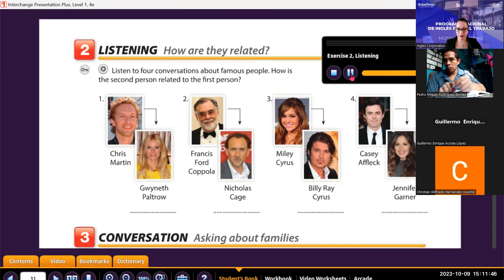4. So, what movie do we want to watch? Oh, here's one with Casey Affleck. Oh, I like him. He's really good in dramas. I like his sister-in-law, too. Who's that? Jennifer Garner, the actress. Oh, right. She's married to Ben Affleck, Casey's brother.